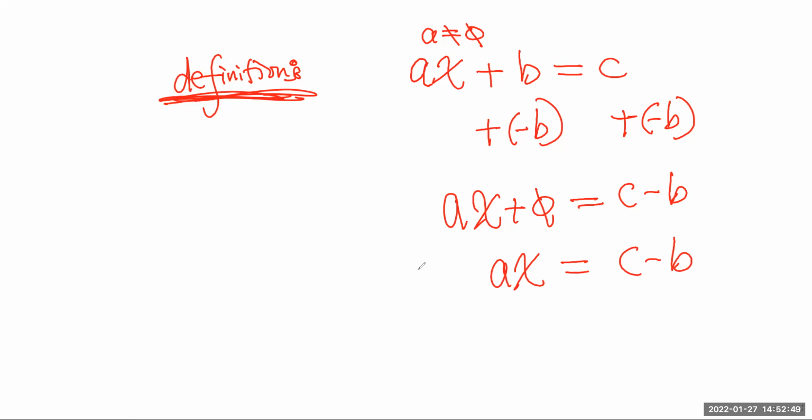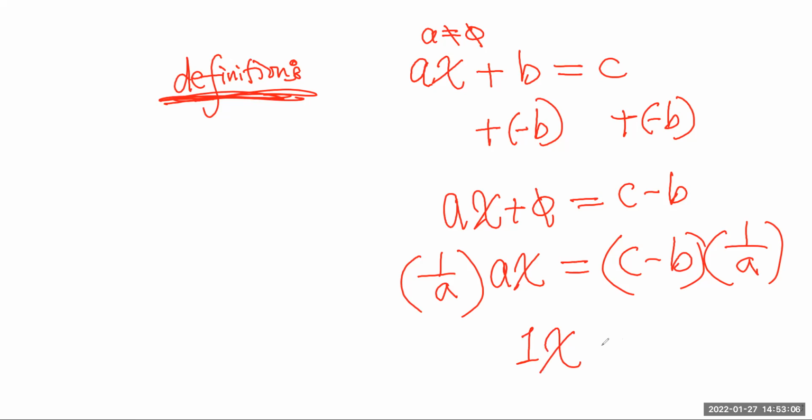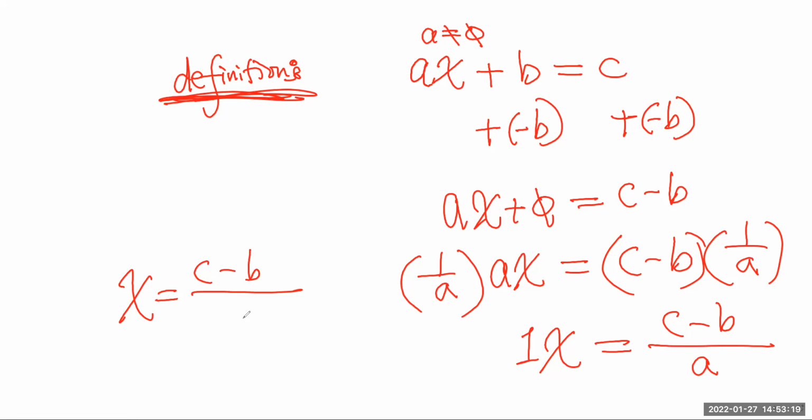Then what we're going to do now is multiply by 1 over a on both sides. So on the left-hand side, 1 over a times a, they are reciprocals, so they give 1. On the other side is c minus b divided by a. So therefore, we got this formula.